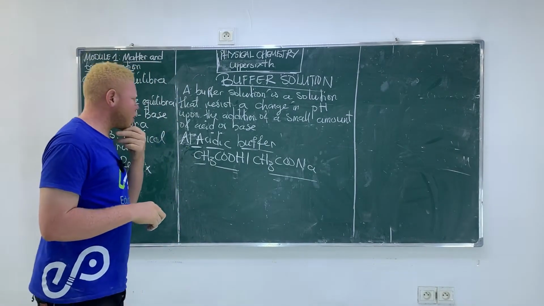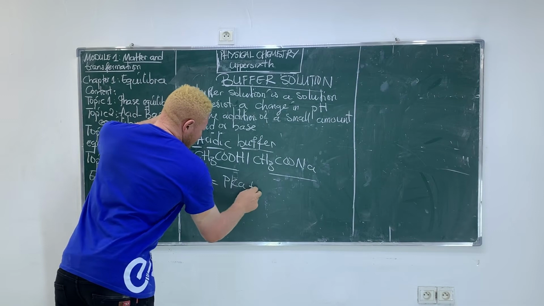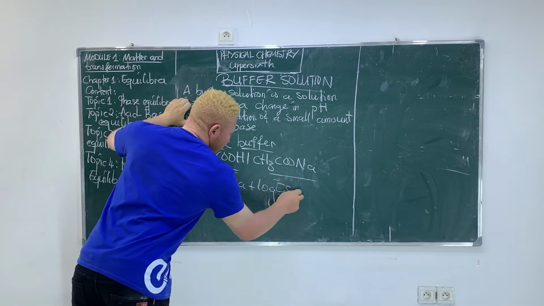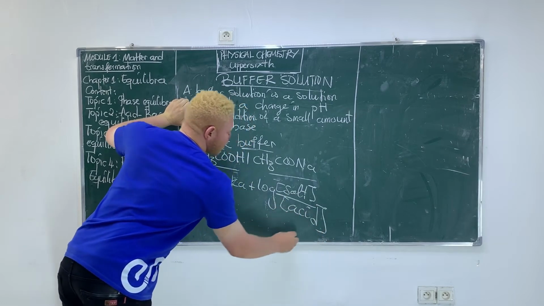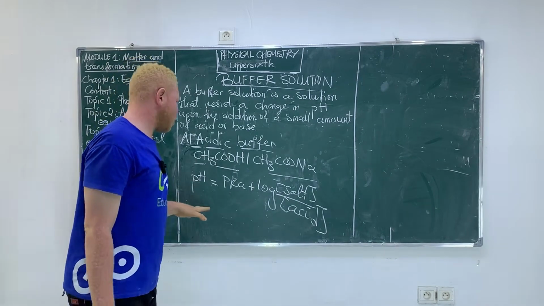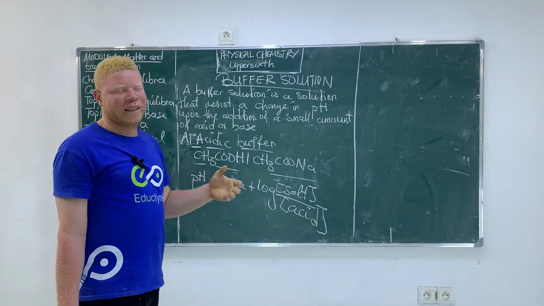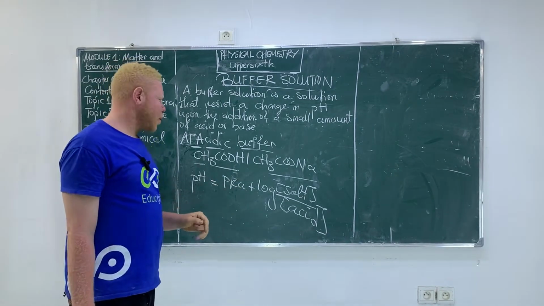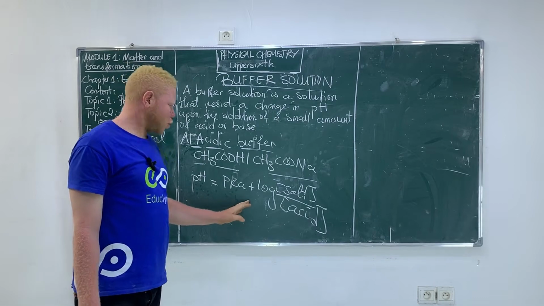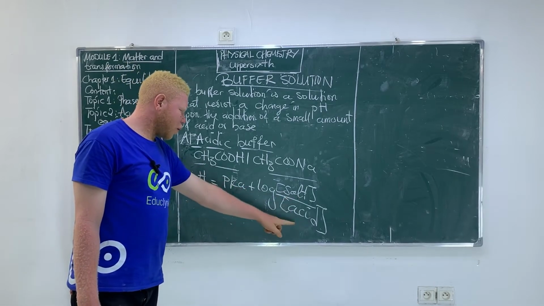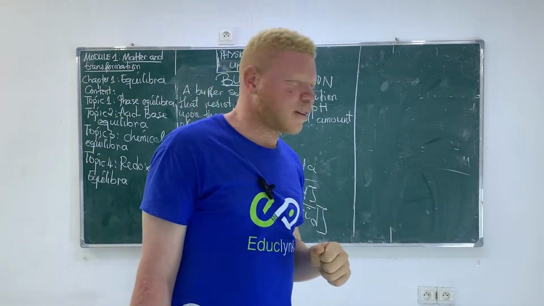For an acidic buffer, pH equals pKa plus log of the concentration of the salt divided by the concentration of the acid. That's the formula for the buffer solution. For an acid, there is an acidic constant Ka. So let's take a typical example.